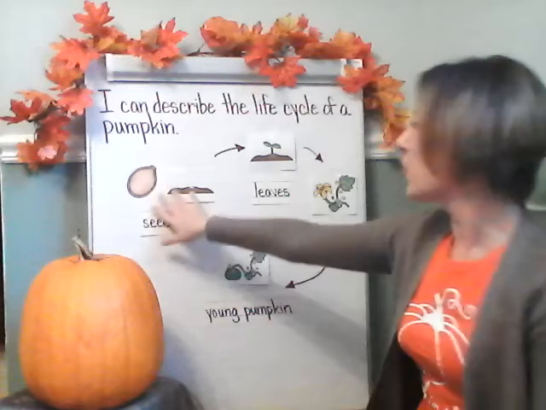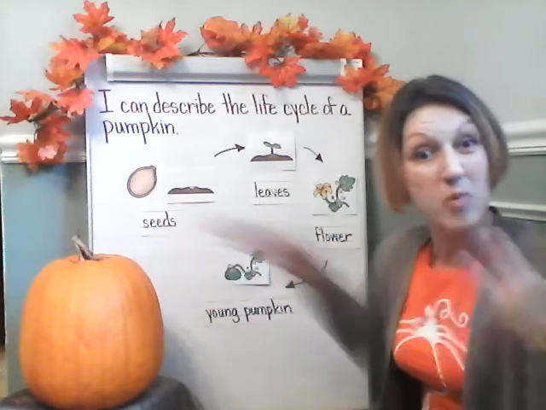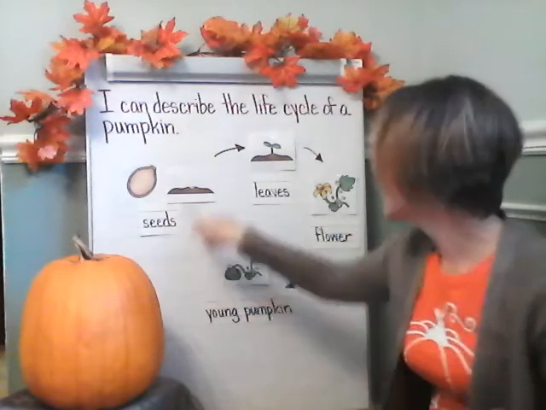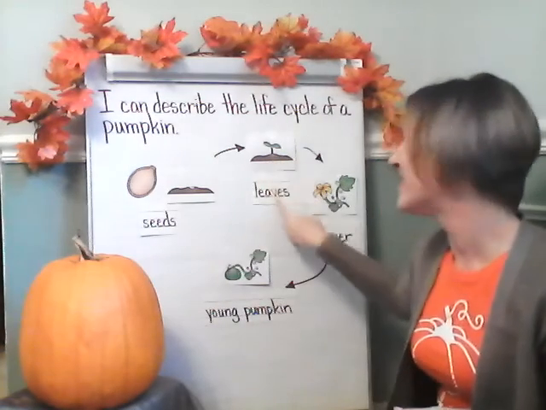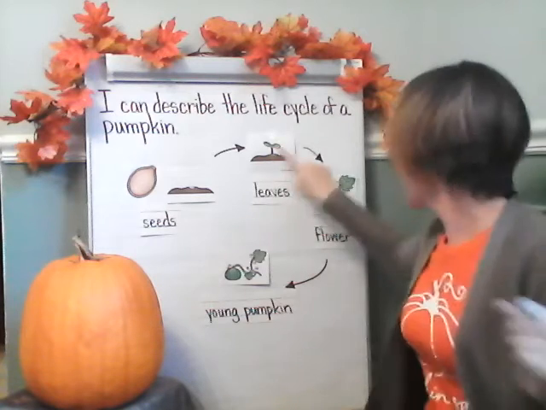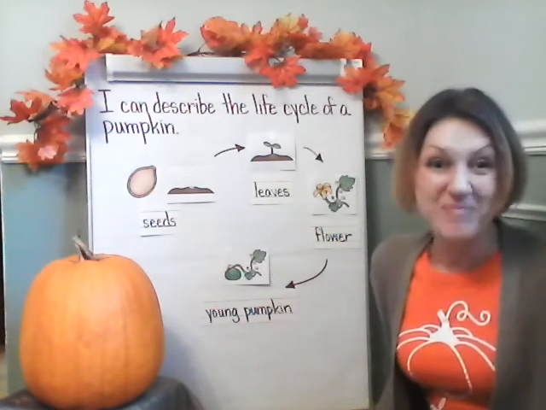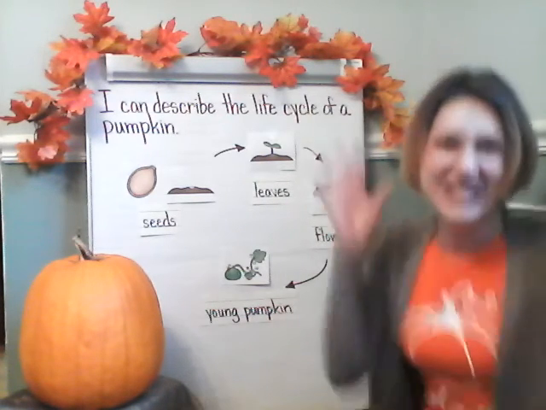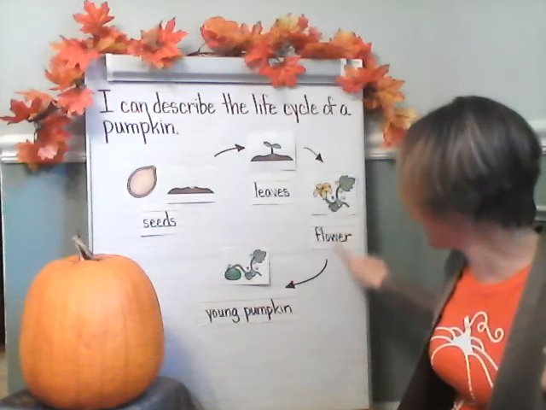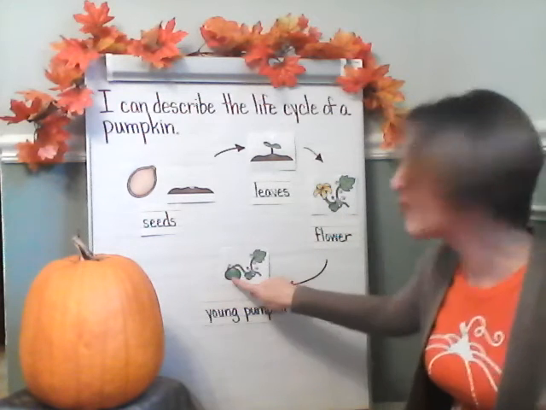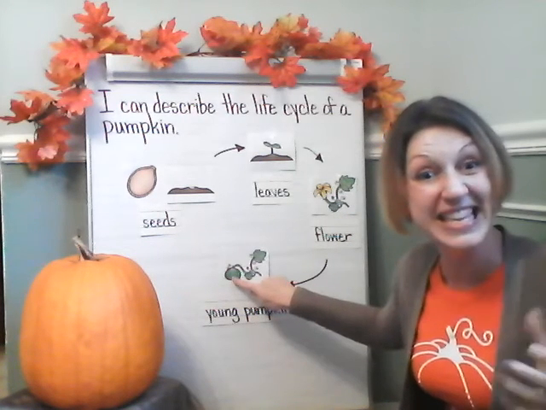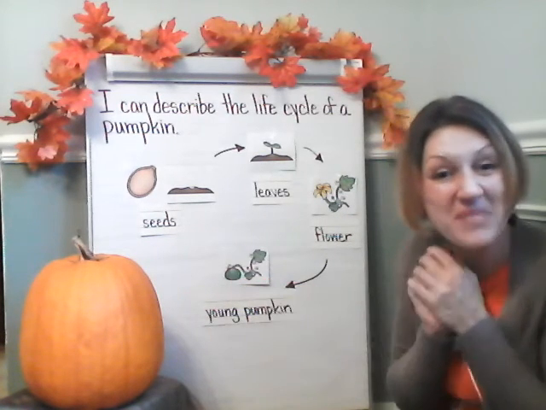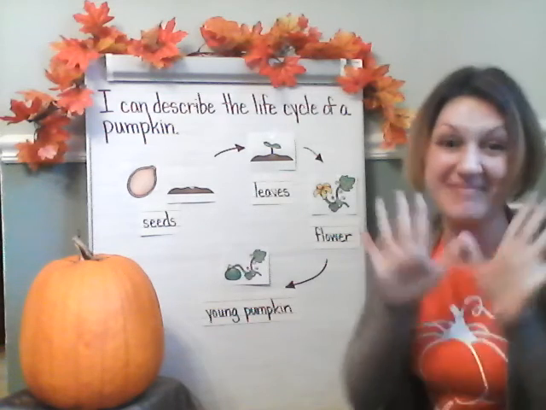We know first it was seed. Remember we planted the seed in the dirt? And then the leaves started to sprout. And then a pumpkin flower. It's yellow, it's bright, it's shiny. And then after the pumpkin flower, remember when it was the green, the young pumpkin? It's the little green pumpkin. And you know what happens next? I'll give you a clue.